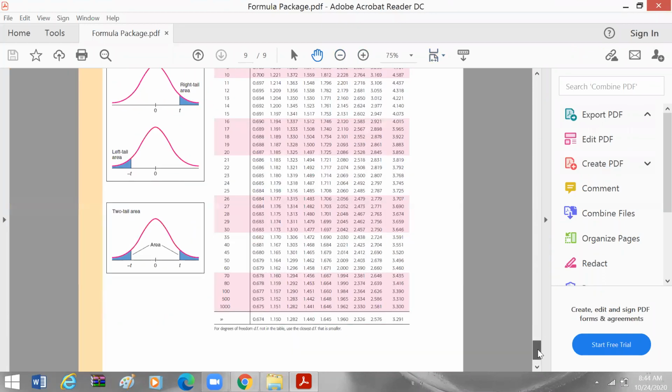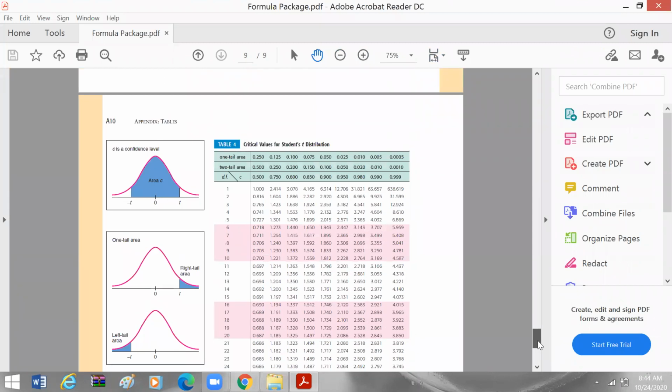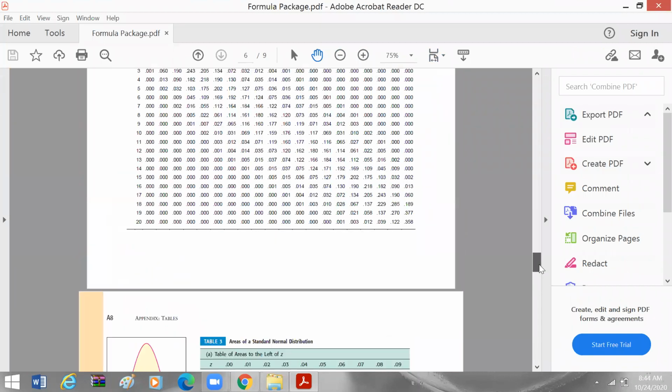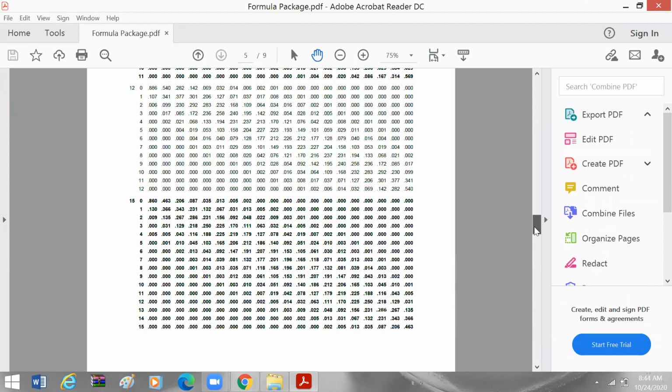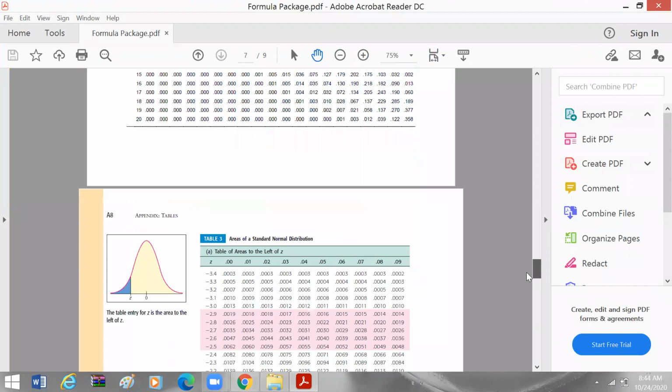There will be 4 tables, table 2, 3, and 4. Today we'll be learning table 2. We're going to finish chapter 6, and then we're going to start chapter 7 very soon.